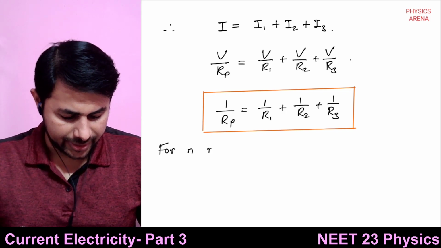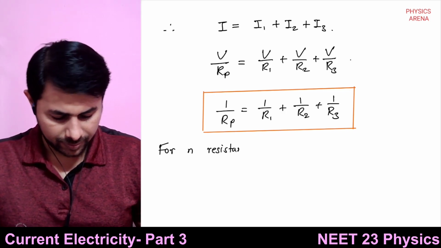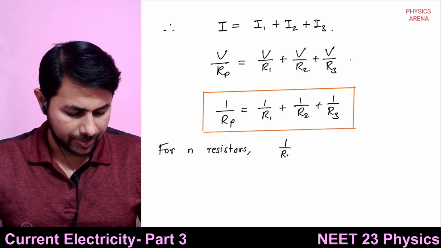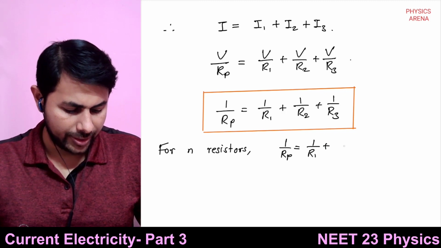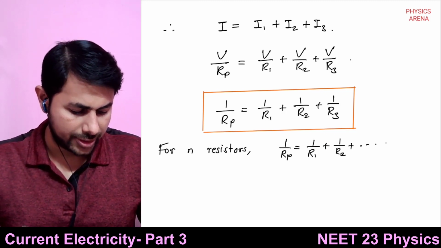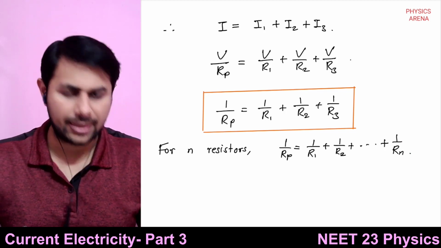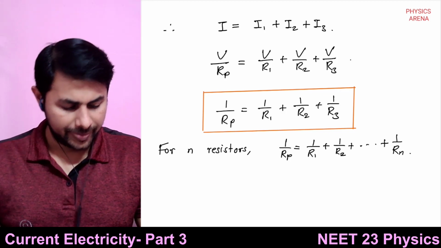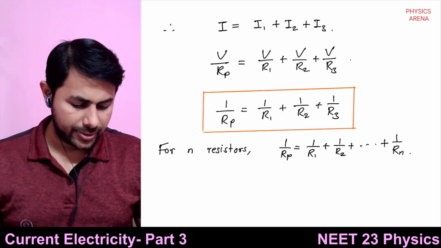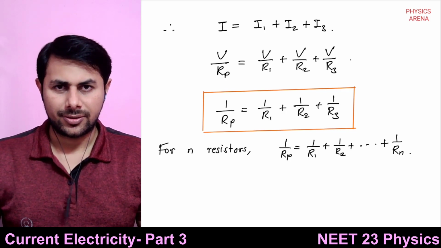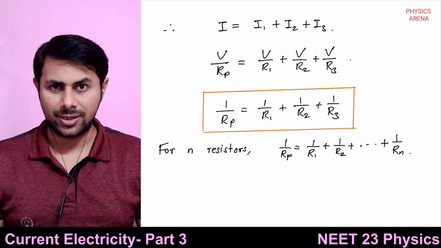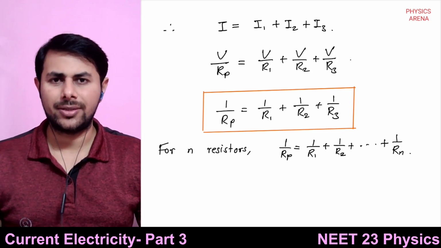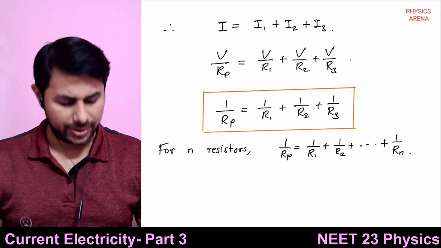So for n resistors, 1 upon Rp is equal to 1 upon R1 plus 1 upon R2 plus so on and so forth up to plus 1 upon Rn. Okay, so this is the result for n resistors. Now for the case of two resistors, we have to memorize the result because it comes very often. So we should be directly able to write down the equivalent resistance of parallel combination of two resistors.